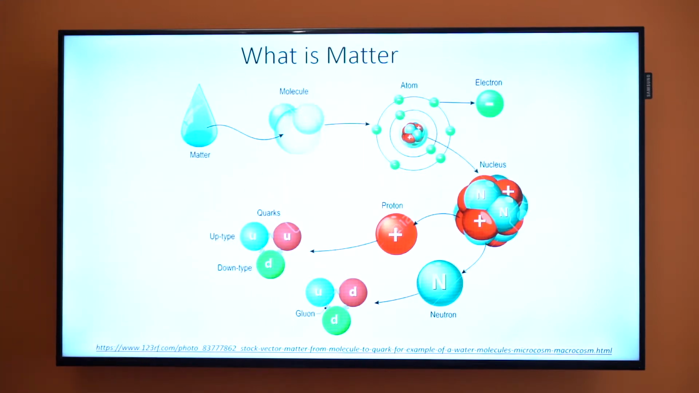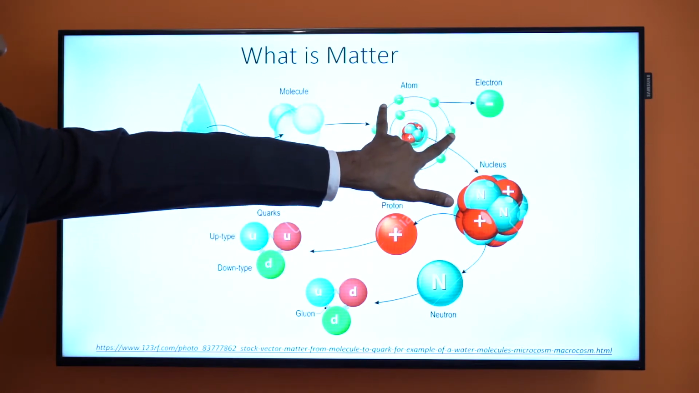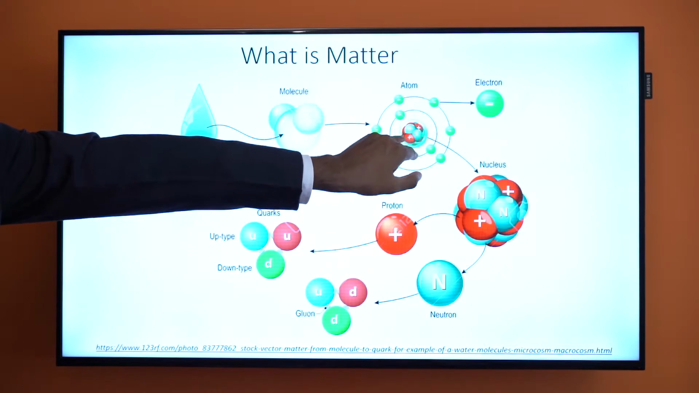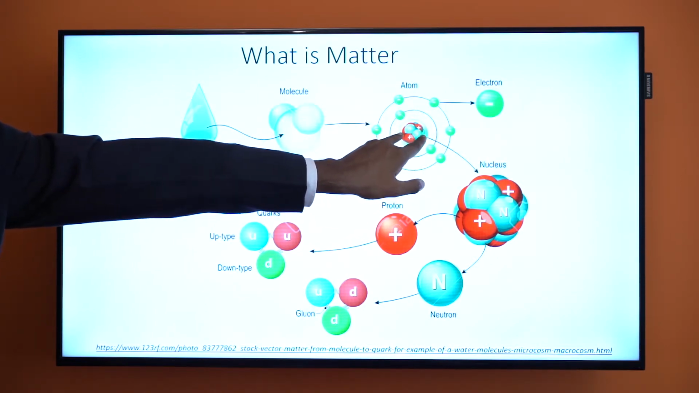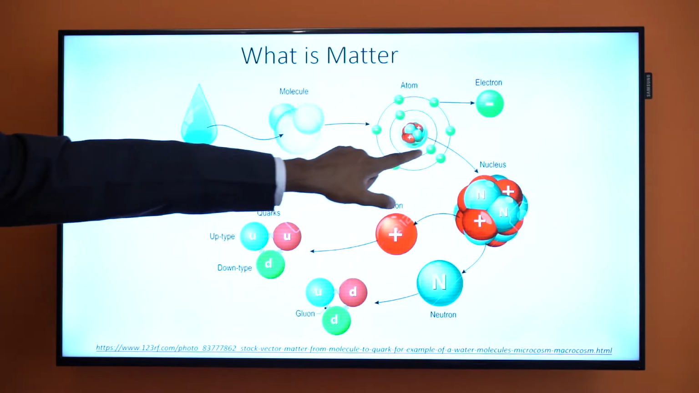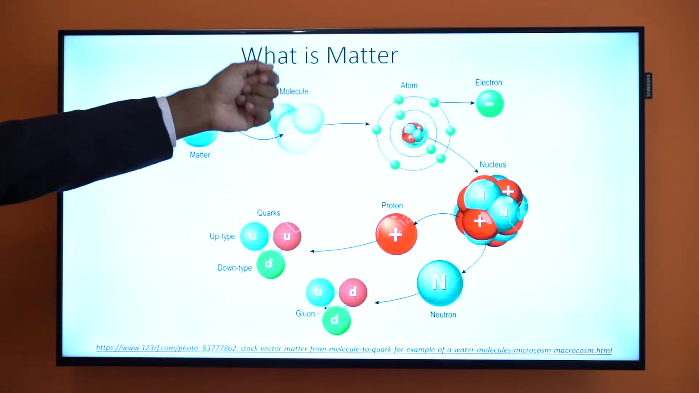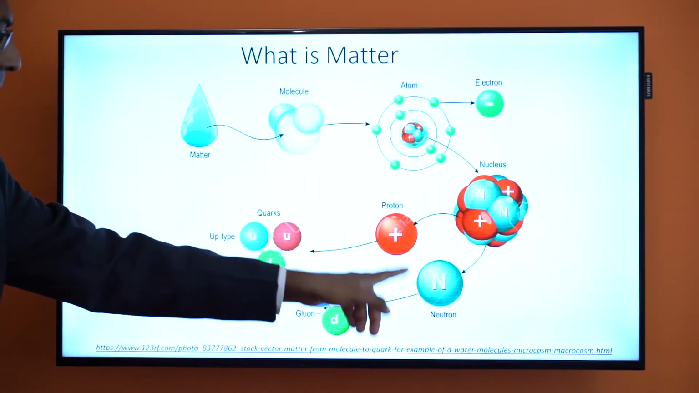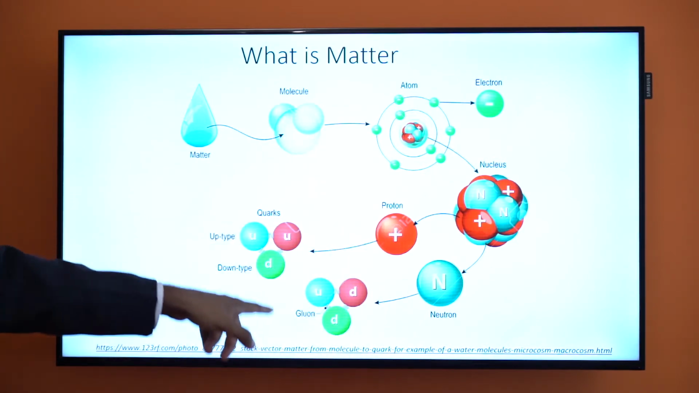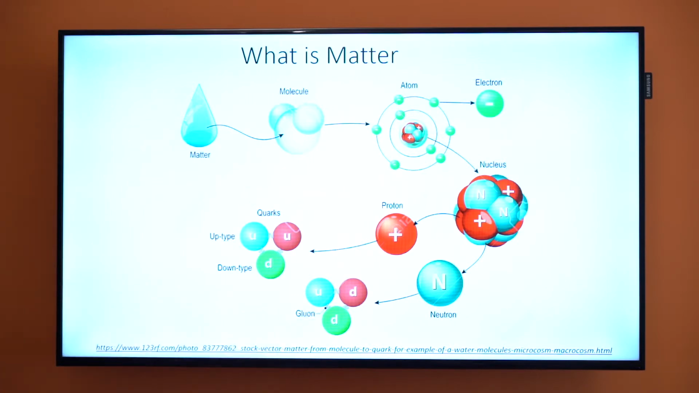That's why the atoms are neutral, and the diameter of the atom is around 1 to 10 angstrom, and the diameter of the nucleus is about 10 to the power minus 4 angstrom. So you can see there is a large hollow space surrounding the nucleus in which the electrons actually reside. Now we can further break down the protons and neutrons into quarks and gluons.